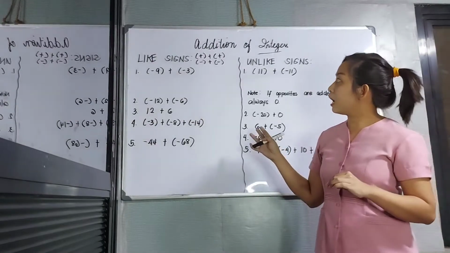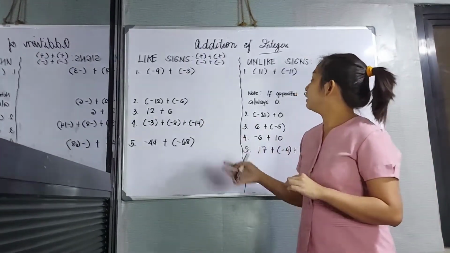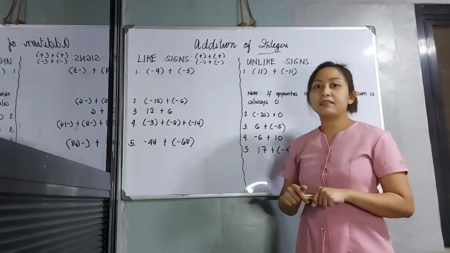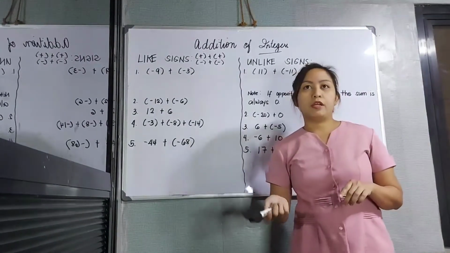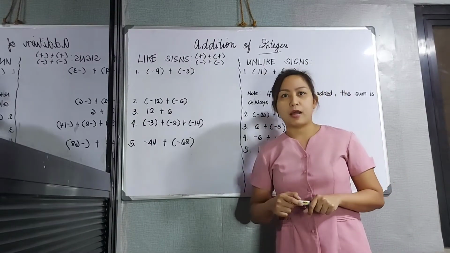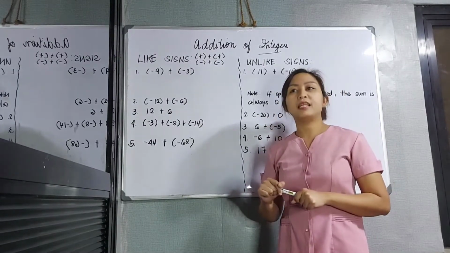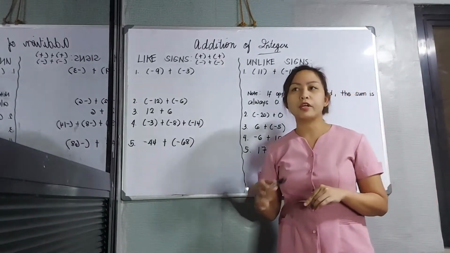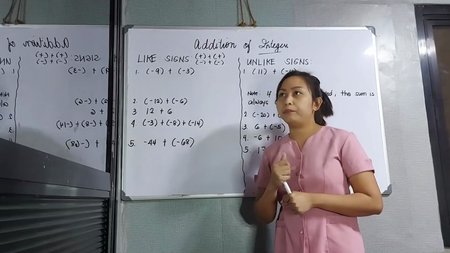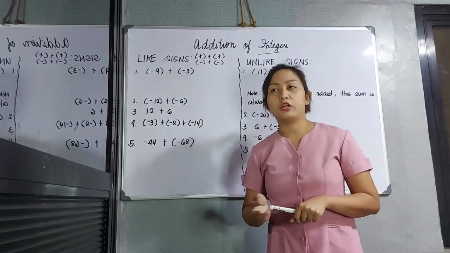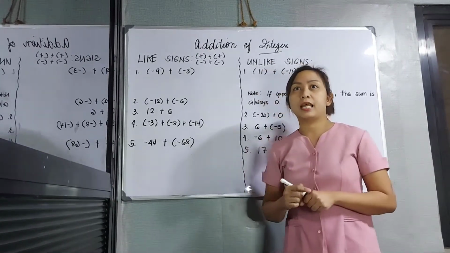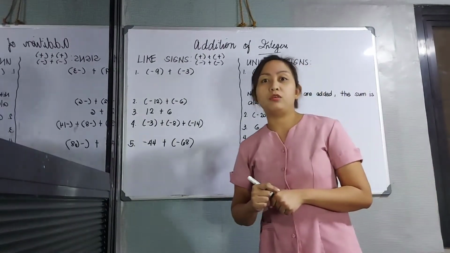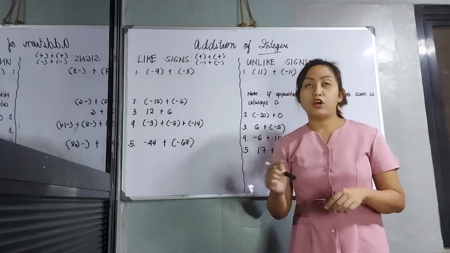What is the rule if we are adding like sign? When we add integers with like sign, we get the absolute value of the given numbers. What do we mean by absolute value? Absolute value means you are disregarding the sign. Whatever the sign, if you have positive 9, the absolute value is 9. If it is negative 9, the absolute value is still 9.